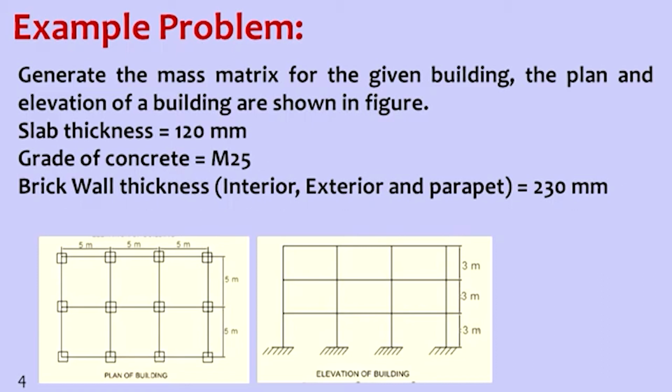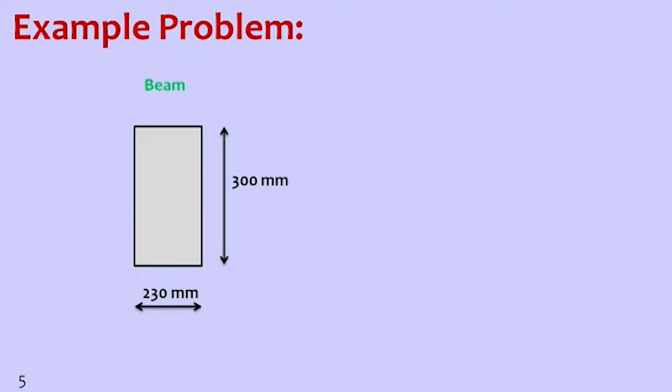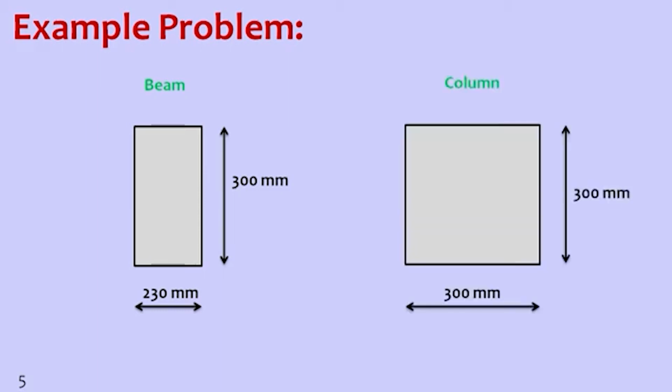Apart from this detail, we have the grade of concrete as M25 and brick wall thickness as 230 mm. For any building we may have different types of walls. Here we have exterior, interior and parapet walls, but there is no change. All 3 types of wall have a uniform thickness of 230 mm, and the height of the parapet wall is 1 meter. The beam cross section given for this problem is 230 mm as width and 300 mm as depth, and the column size is square, which is 300 mm by 300 mm.